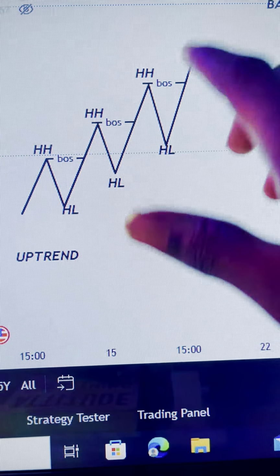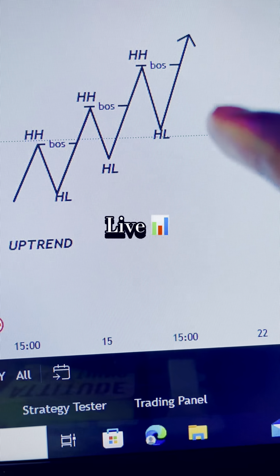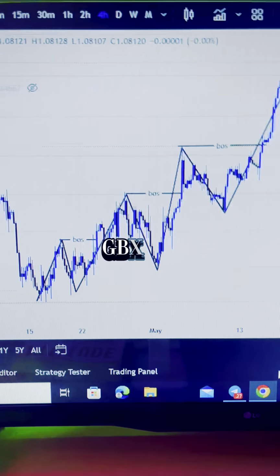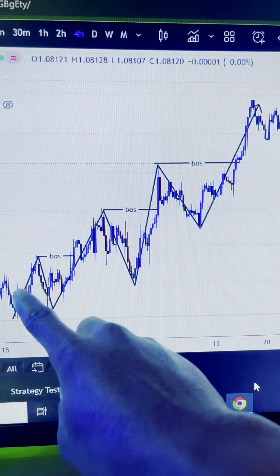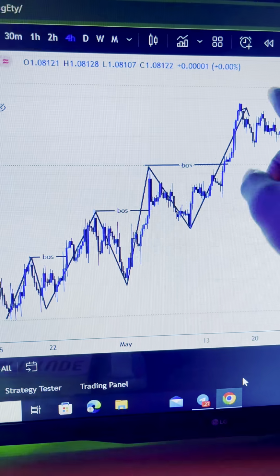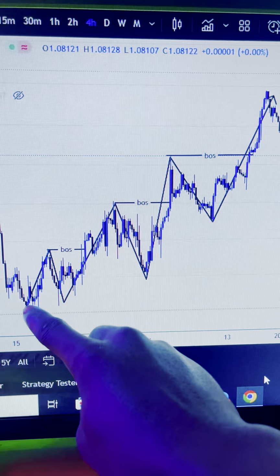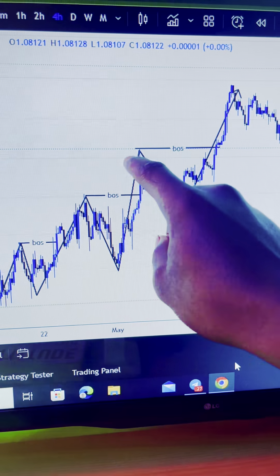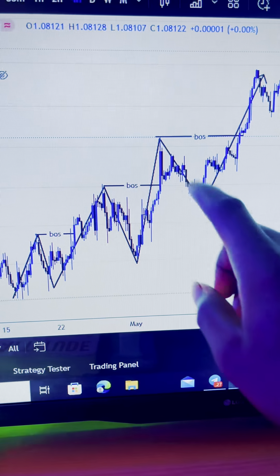This helps you identify in the market whether you're actually in an uptrend or not. Let's go on live chat so I can show you an example. This is on EURUSD, 4-hour time frame. You can see here this was an uptrend. The market came up here, made a higher high, made a higher low, higher high, higher low, higher high, higher low, higher high. This is a live example of an uptrend.